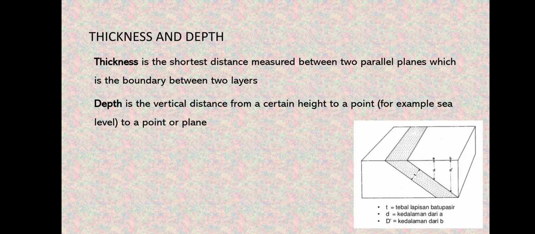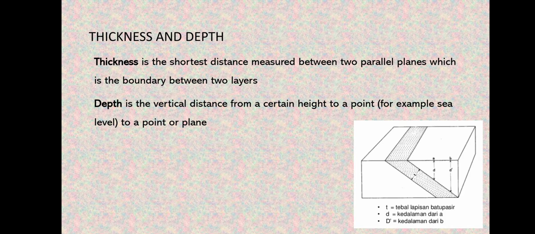Okay, next is about thickness and depth. Thickness is the shortest distance measured between two parallel planes, which is the boundary between two layers. Depth is the vertical distance from a certain height to a point, for example, from the sea level to a point or plane. The direct thickness measurement is applied when the topography is perpendicular to the slope of the rock. We can see here in the figure.